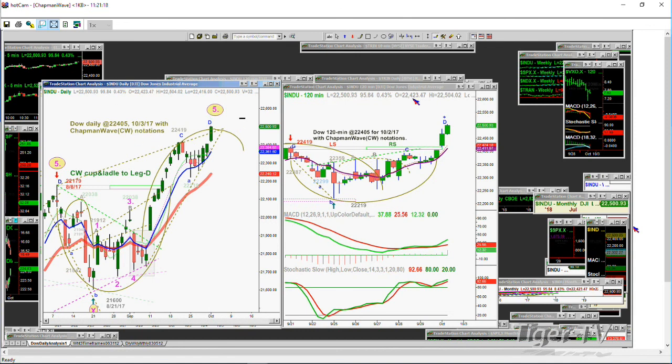This is the daily on the left. This is the 120 on the right, and we're in leg D in the 120-minute chart, and the MACD and stochastic are still very strong, and we're in leg D in the daily. I wanted to just go through that to explain to you what I'm looking at.